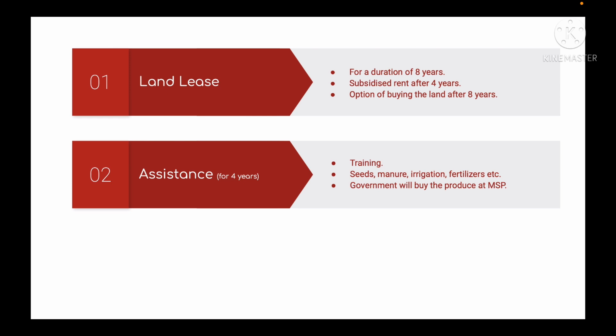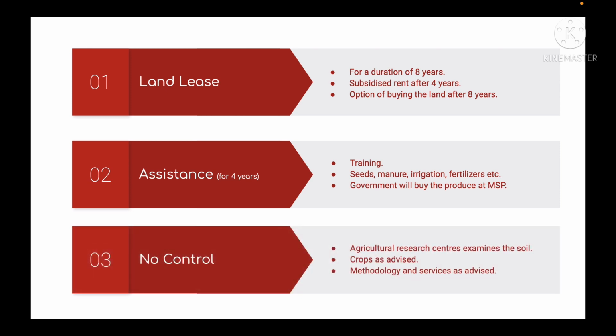First of all, the beneficiaries will be trained. More details on how this training will take place will be explained when we discuss the second policy. Seeds, manures, and fertilizers will be provided free of cost, and if the beneficiary wishes, the government will buy the produce at MSP. The beneficiary, however, will have no control over what they crop. Agricultural researchers will examine the land, and the beneficiaries will have to produce what the government asks them to. They will also have to adhere to the advised methodologies and services.